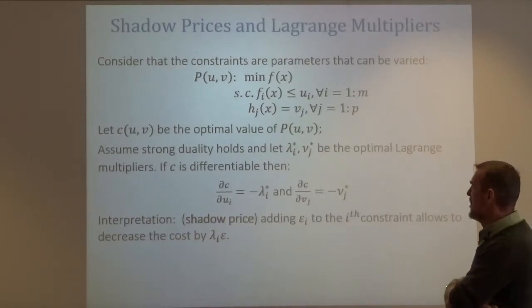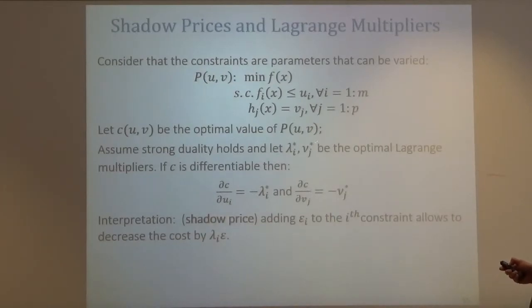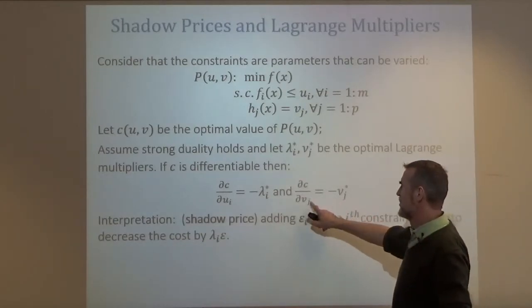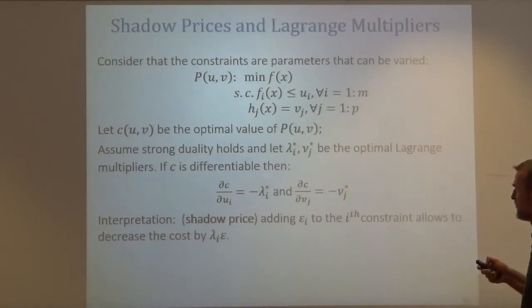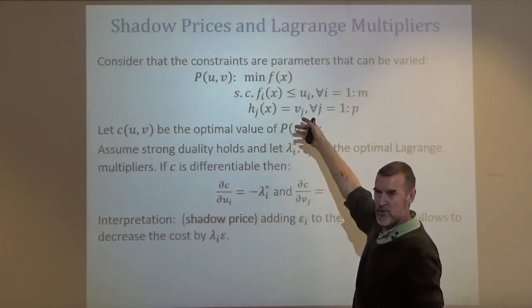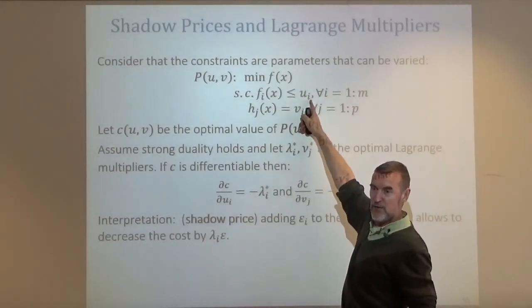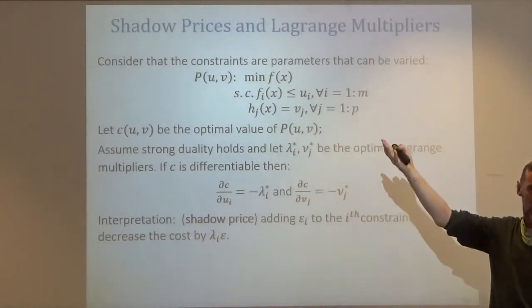So what I mentioned a minute ago is the interpretation of the Lagrange multipliers as marginal costs, given here. If I consider a problem put in this form, and I now consider that the constraints given here can be varied, those constraints are typically, for example, the capacity of a generator, u_i. So if I increase the capacity of the generator, what happens to my problem?